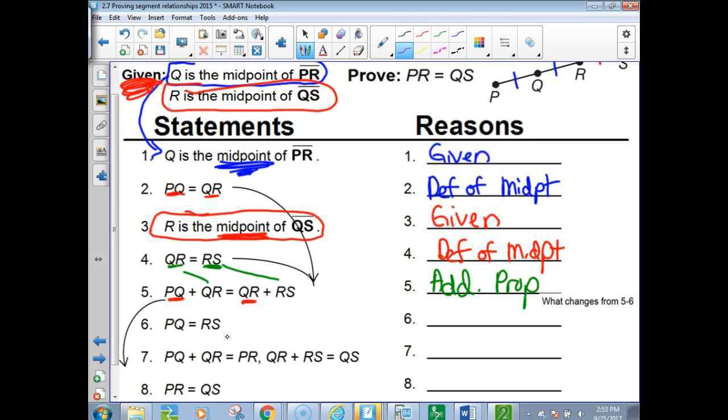Okay, now we've got PQ equals RS. Well, what did you do to go from 5 to get to 6? What did they do to get rid of this? So it would say PQ equals RS. Look right here. What can you do to get rid of this? Yeah. Subtract QR from both sides. This was a subtraction property that got rid of that QR on both sides.